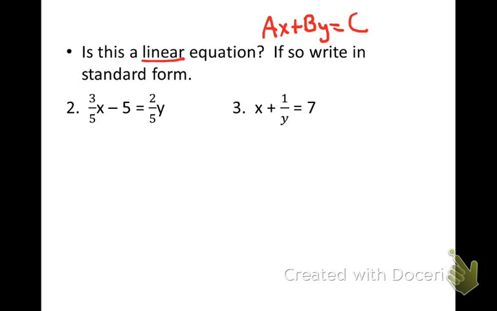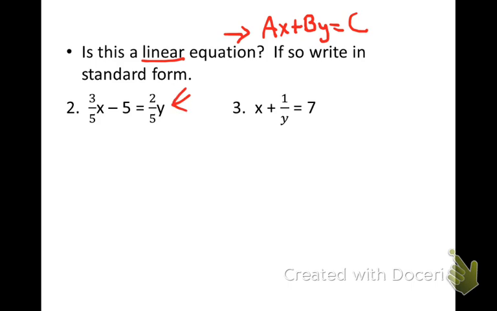To be a linear equation, it needs an x and a y. One of them can be missing, but not both. And they need to be either added or subtracted. It can't have powers of variables and things like that. So number 2 here looks like it could be linear. It doesn't fit standard form yet for a couple of reasons. One, the y is over here, and also it's got fractions.